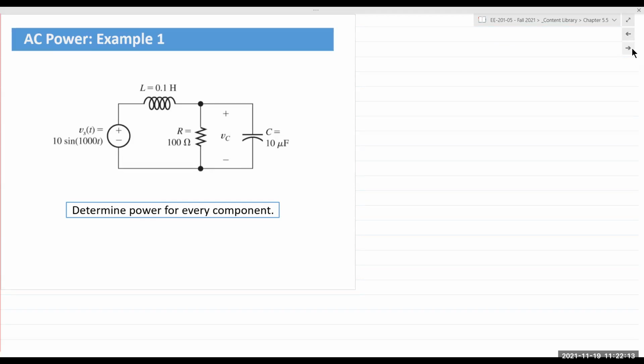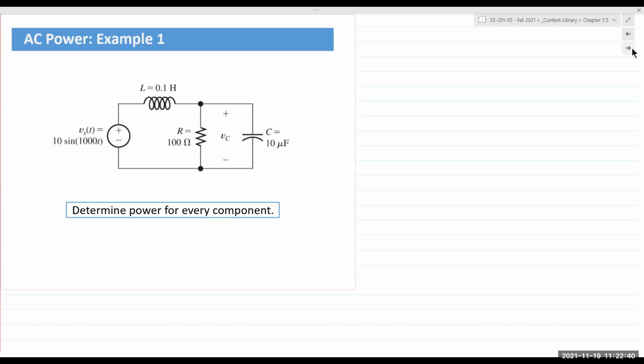So what equations do we have? We have V squared over R, we have I squared times R, and then we have V RMS, I RMS times cos theta and sin theta, right? All of those equations, we need the voltage and or we need the current, V and I, right? So there are four components in here, R, L, C, and then the voltage source VS.